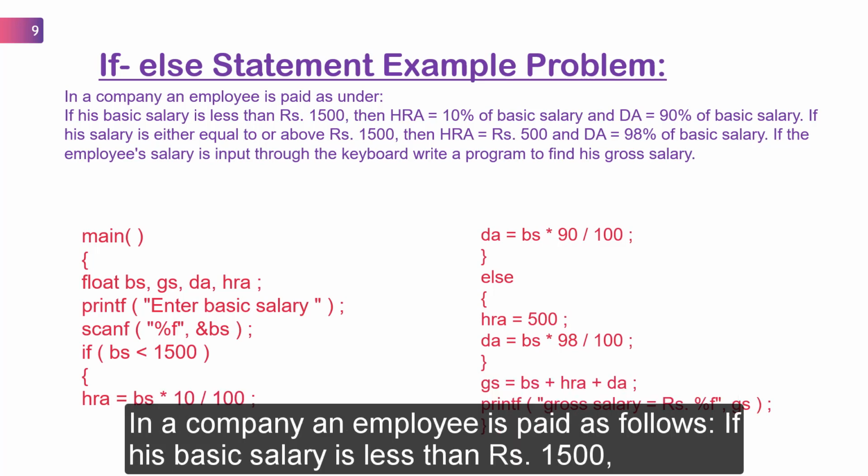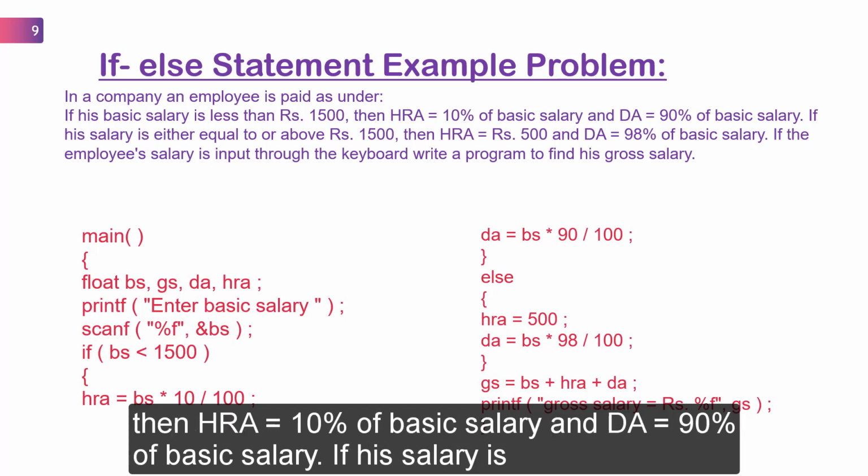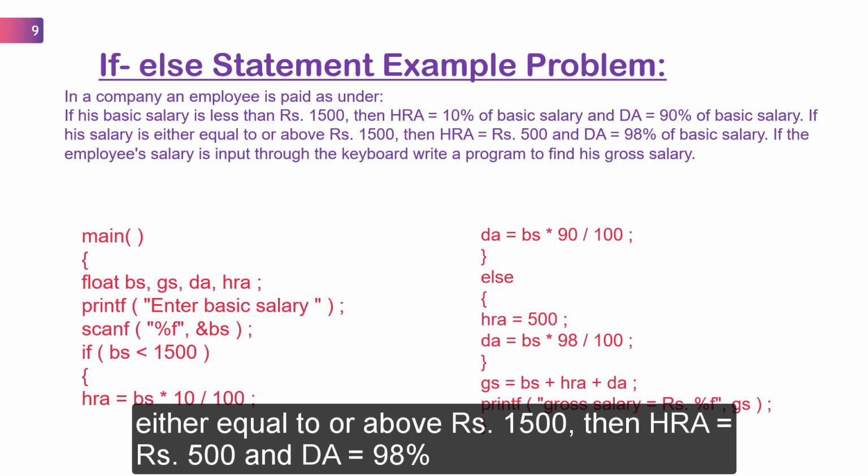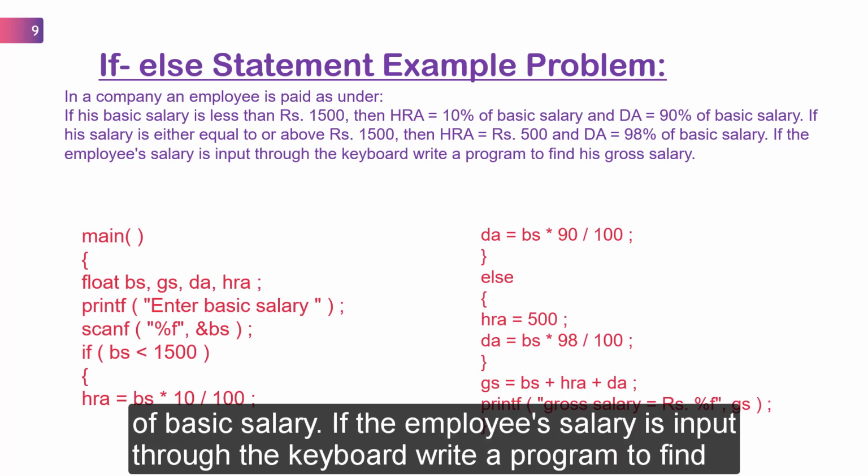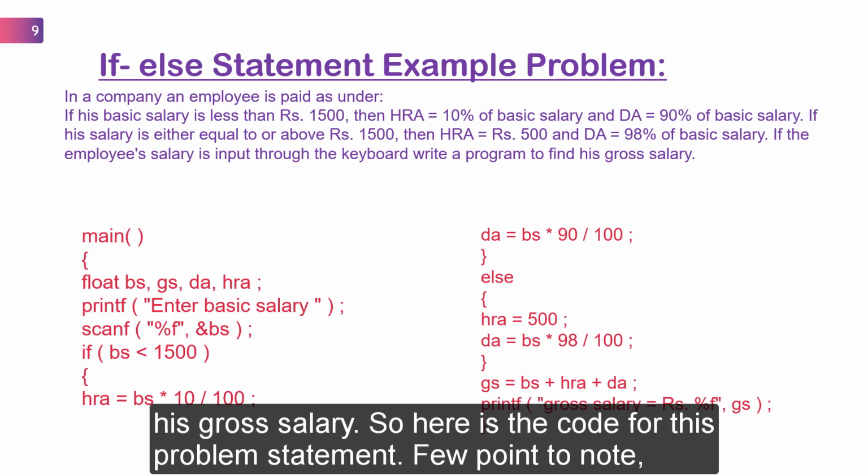In a company, an employee is paid as follows. If his basic salary is less than 1,500, then HRA is 10% of his basic salary and DA is 90% of basic salary. If his salary is either equal to or above 1,500, then HRA is Rs 500 and DA is 98% of basic salary. If the employee's salary is input through the keyboard, write a program to find his gross salary. So here is the code for this problem statement.